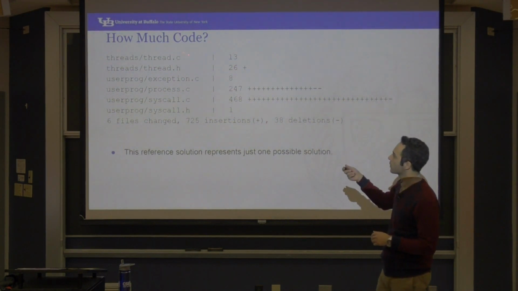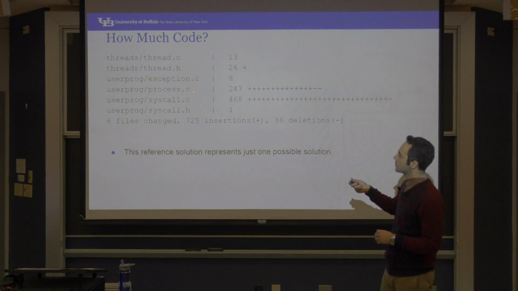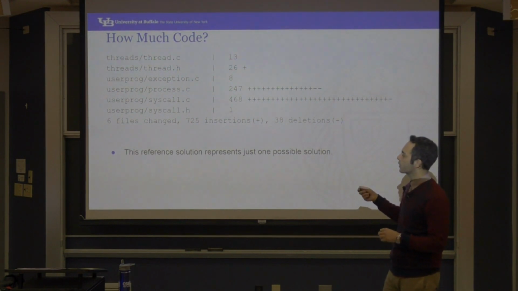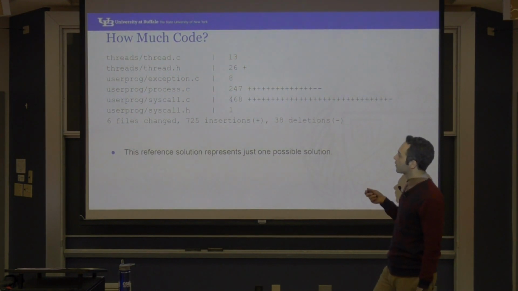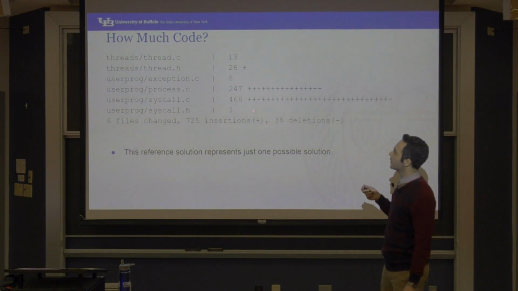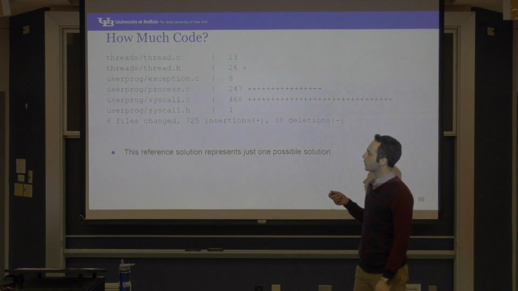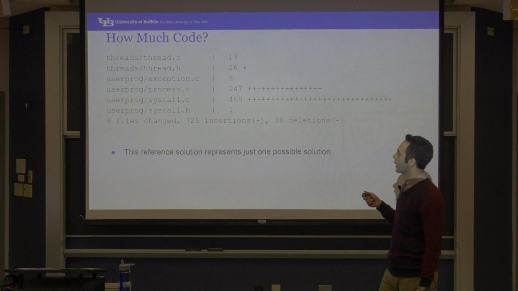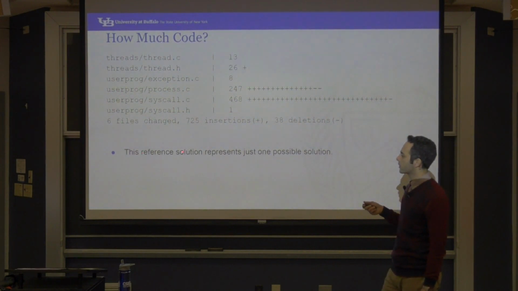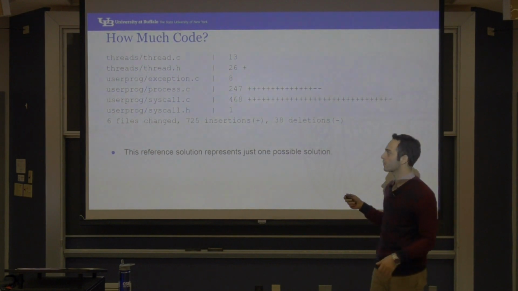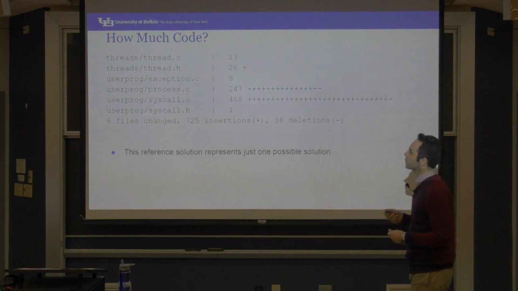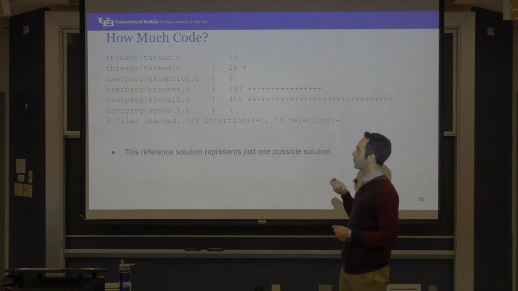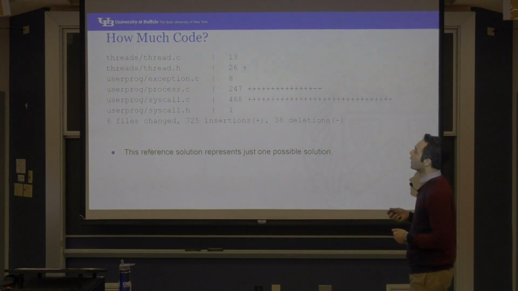There is a bit in thread that you need to modify, exception.c, not much as I said, but just a tiny bit. And most of the work will be in your syscall.c and .h as well. Again, this also depends. This is one reference solution, so you can have different ways, obviously, but this just gives you an idea. Most of the work is in syscall.c and process.c. All right.